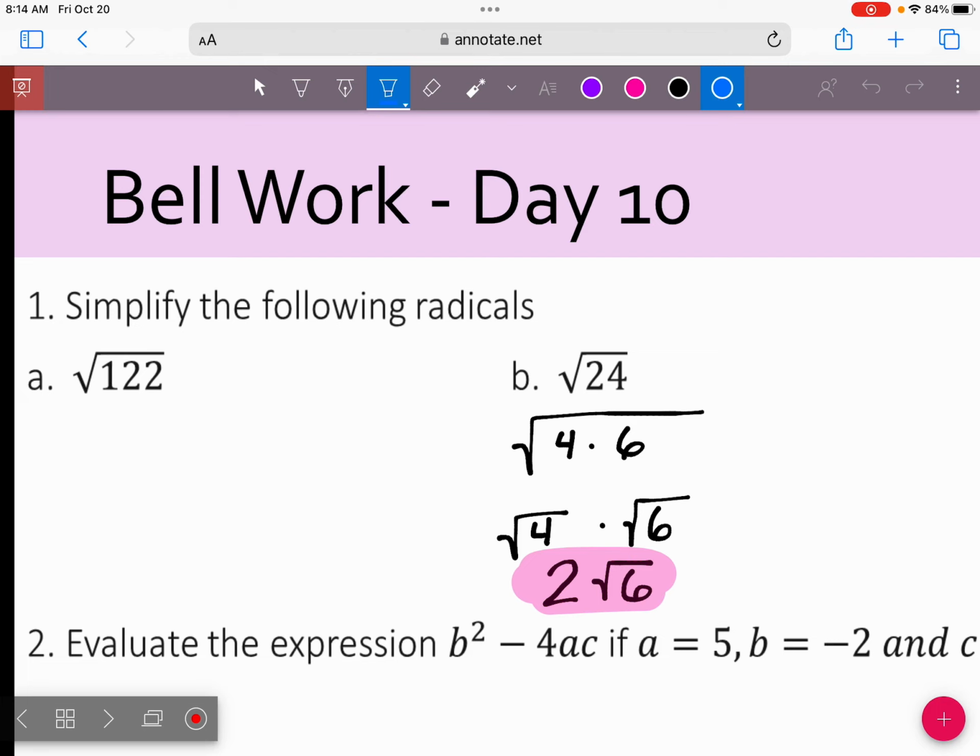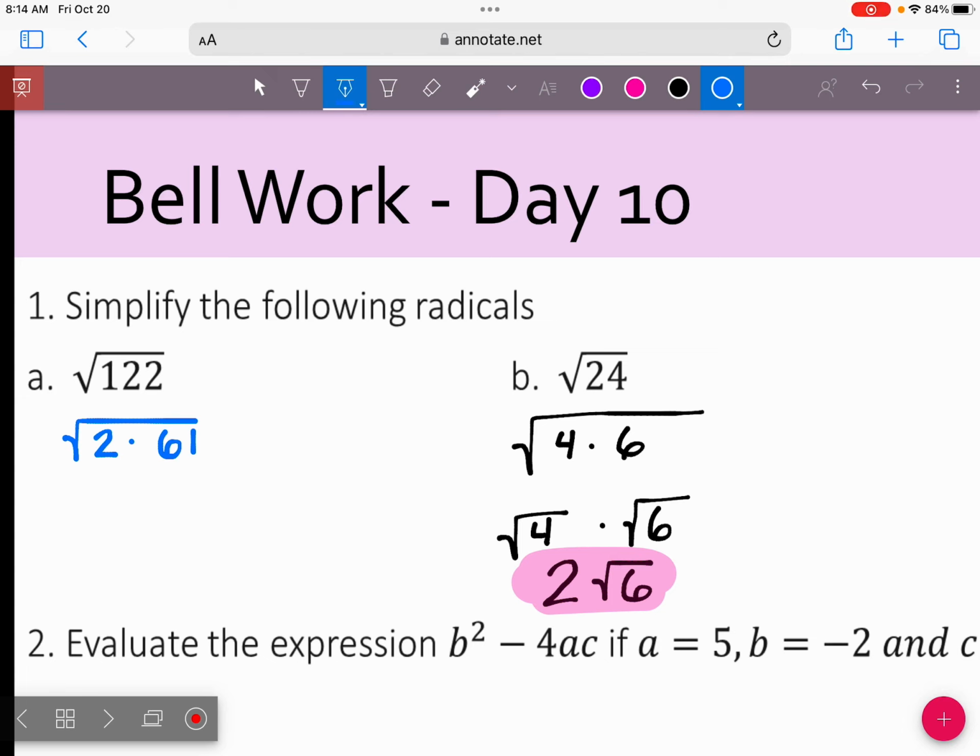Because something like 122 is kind of annoying. I don't know what that divides into off the top of my head. But I know it divides by 2 because it's even. And if we type that in our calculator, it's 61. Does 61 divide by anything? Nah. 61 is actually a prime number.